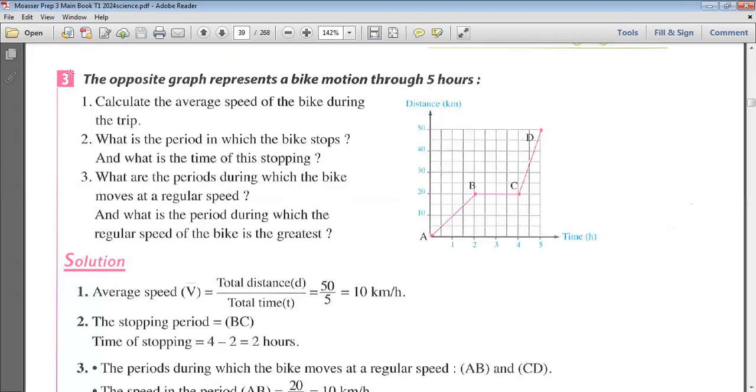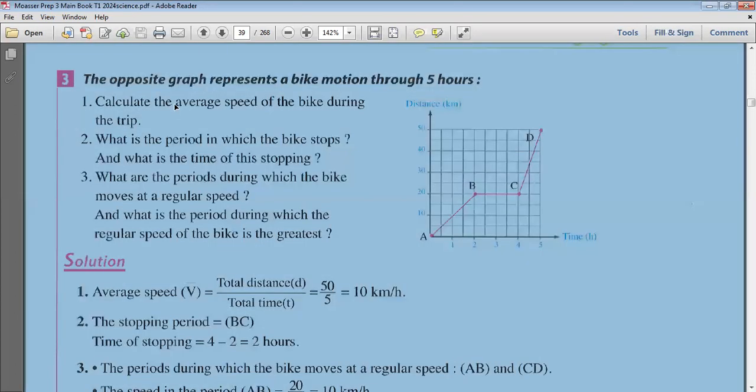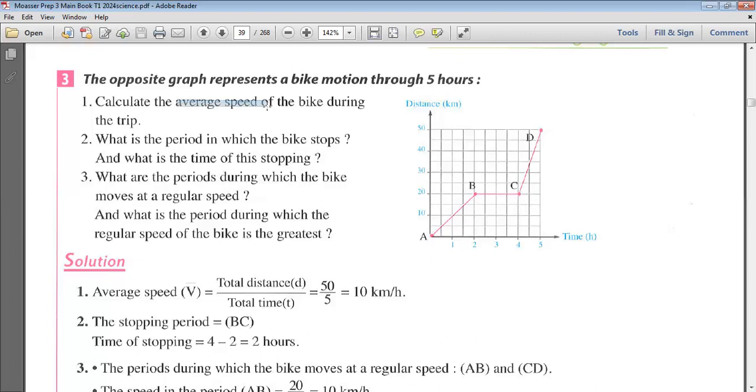What does it want? Calculate the average speed of the bike during the trip. We took what's meant by average speed in lesson 1. Average speed is total distance over total time.